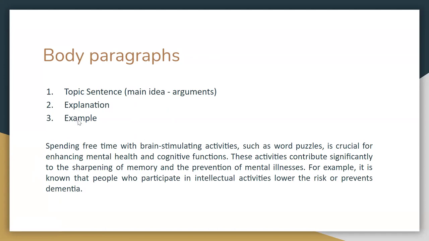And the last one is we give an example. For example, it is known that people who participate in intellectual activities lower the risk of or prevent dementia. So that's it. Basically, nothing difficult. All you have to do is just follow the structure and try to generate as quality arguments, as quality main ideas as possible. Or we can say this is the topic sentence, then you give supporting details, and then at the end you give an example. So is this clear?